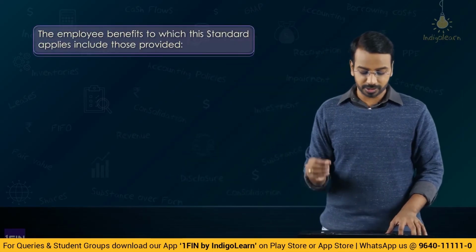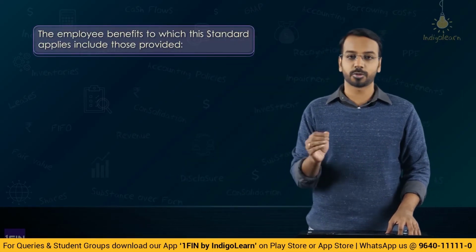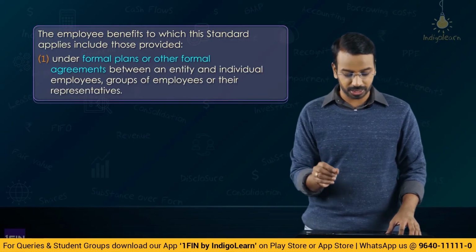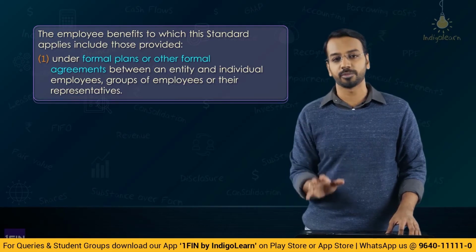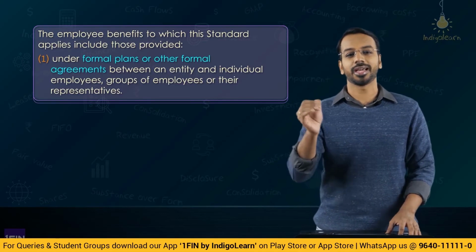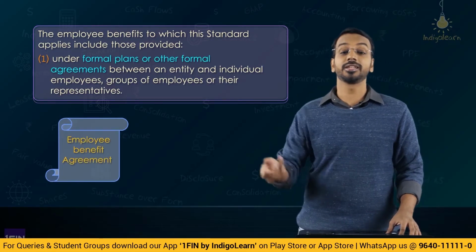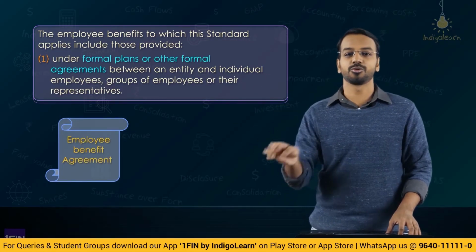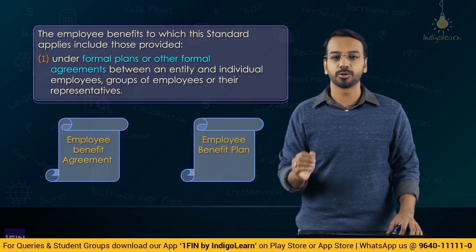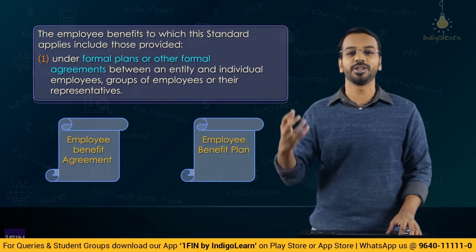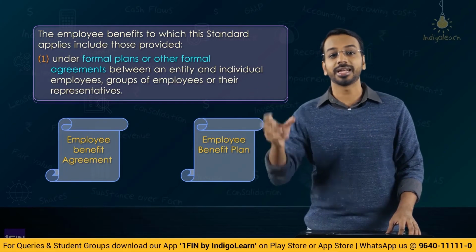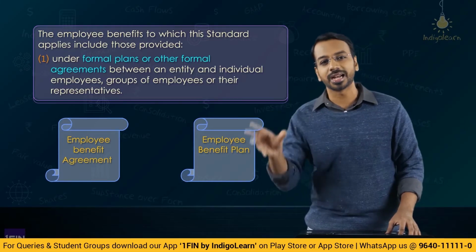So, the employee benefits to which this standard applies include those provided under, first, formal plans or other formal agreements between an entity and individual employees or a group of employees or their representatives. So, what does this include? A formal agreement between employer and employee is covered. Or there is already a formal plan in place. There is no contract, but there is a plan in place which is formally documented by the company, that is included. Or sometimes there are negotiations between the company and, let us say, the unions of the employees, and based on that they agree to create a plan, even that is included, right?